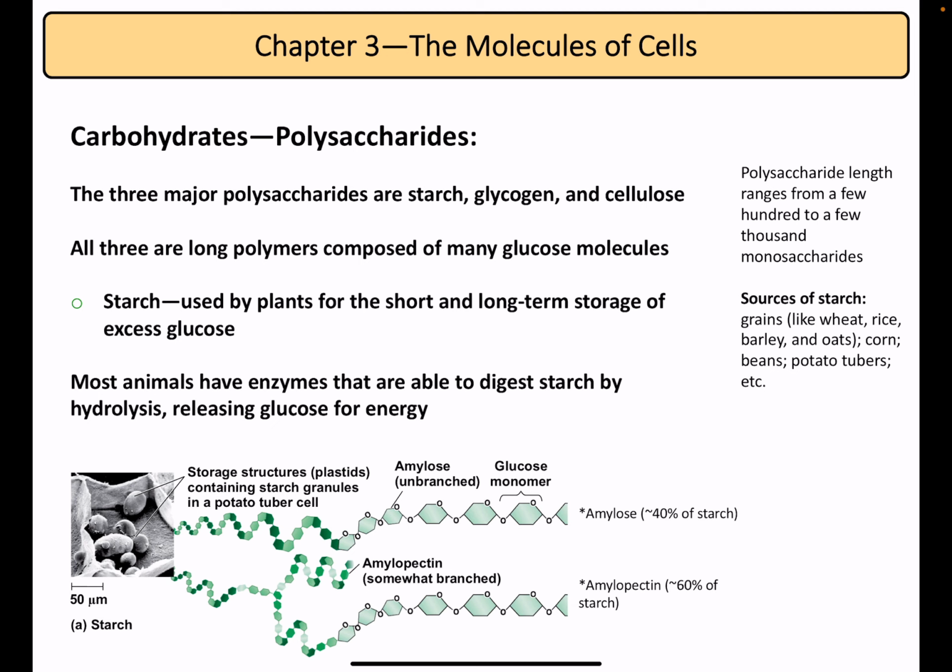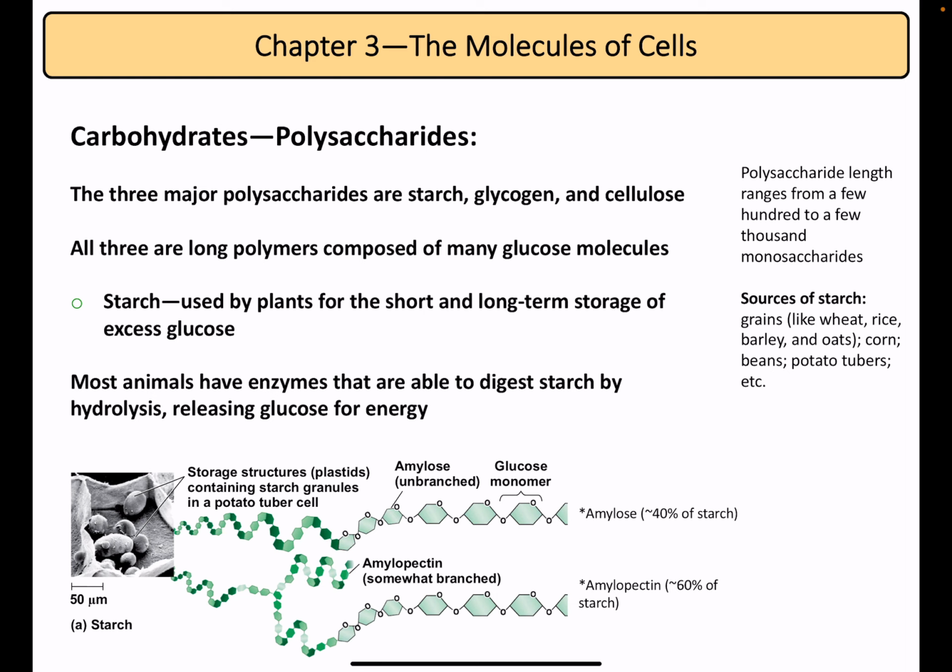And it's really important that you realize that all three of these really long chains are composed of just glucose alone. So starch, just a really long chain of glucose, glucose, glucose, glucose, glucose. Same thing for glycogen. Same thing for cellulose. So then you might be asking yourself, why aren't they all the same molecule if they're made up of the same thing? So, what makes starch different from cellulose?